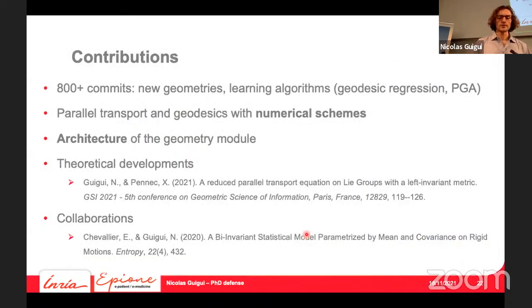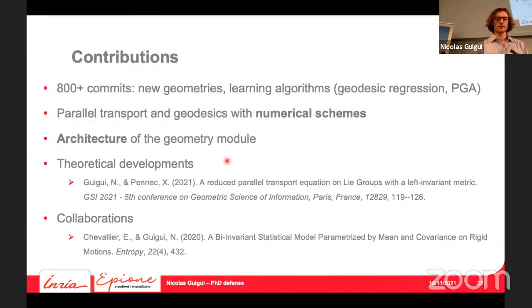So to summarize on this part, my contributions were to implement new geometries and learning algorithms within the Geomstats framework, with a particular focus on numerical schemes for parallel transport and geodesics in the cases where we don't have a closed-form solution, and also a focus on the architecture of the geometry module in order to make it more structured and more coherent with the mathematical theory.